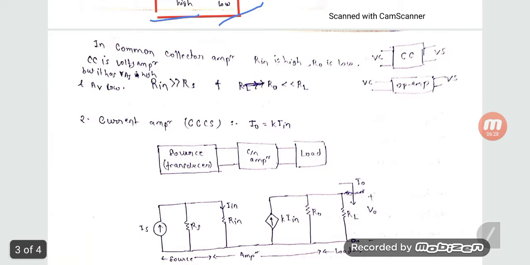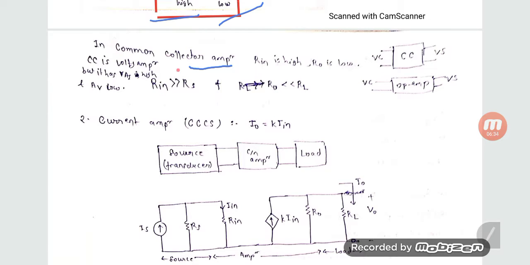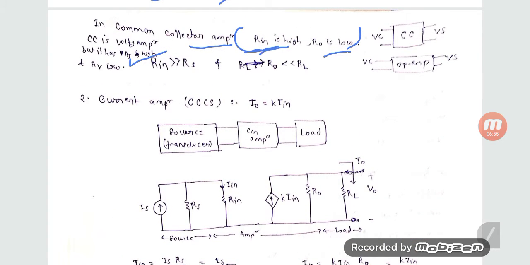So for example, the common collector amplifier usually gives you high current gain, but it is a voltage amplifier because it has high input resistance and low output resistance. So the type of amplifier is totally defined by the value of the input and output resistance, not by the current gain or voltage gain. So high input resistance means Rin should be very much greater than Rs, and low output resistance means R0 should be very much less than RL.